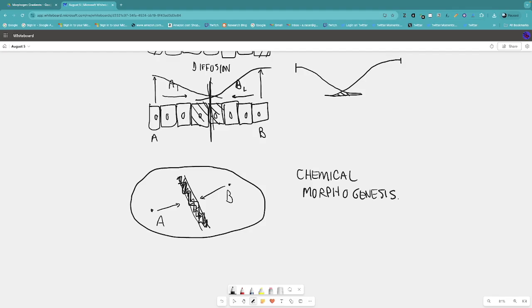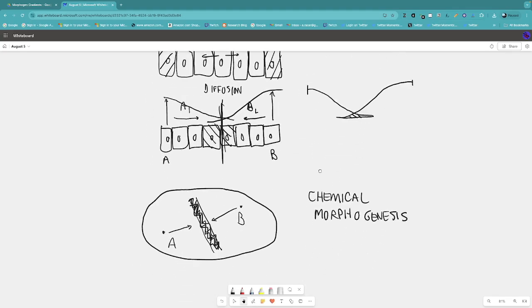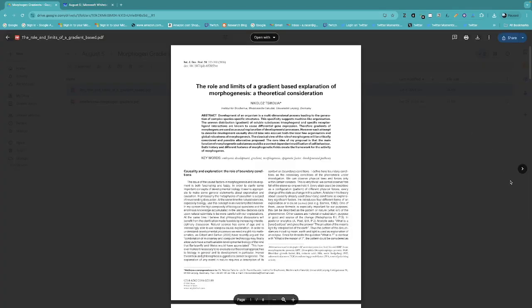Of course, this is just a model of morphogenesis, a model of chemical morphogenesis in particular. So just keep in mind that you have this diffusion, you get overlapping diffusion, you get this interference, and that can lead to some sort of interference pattern, or it can lead to this boundary. Okay, so that's the context for both of these papers.